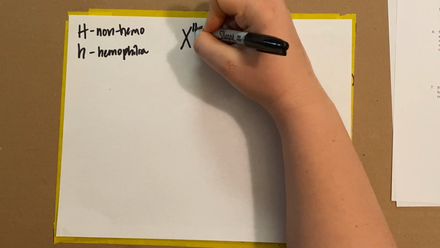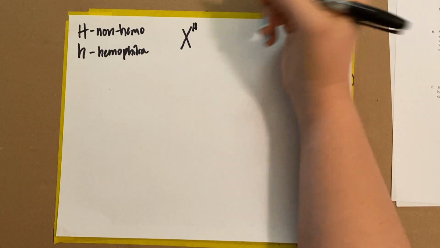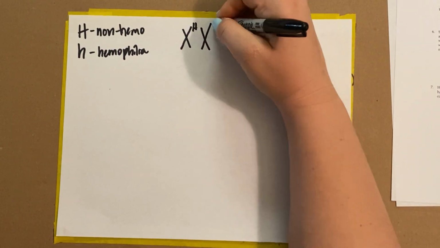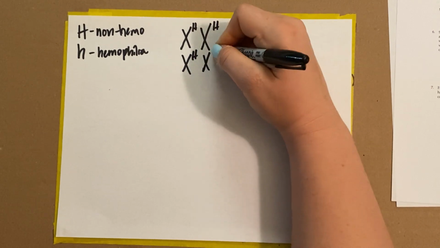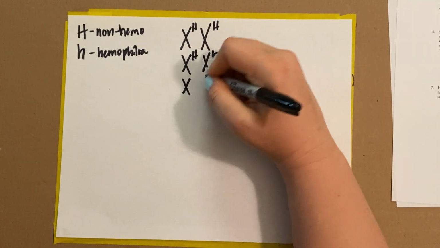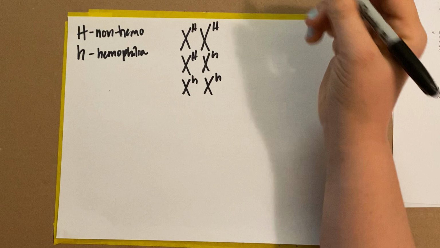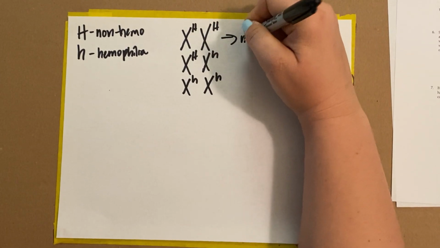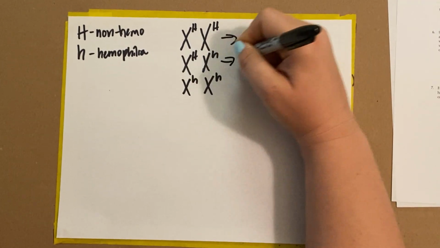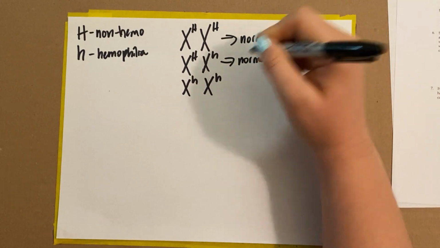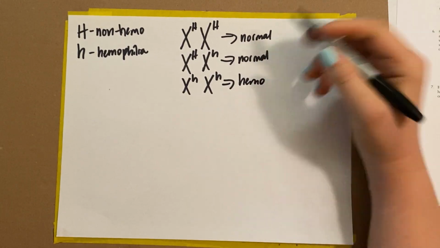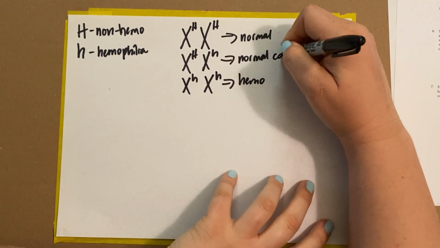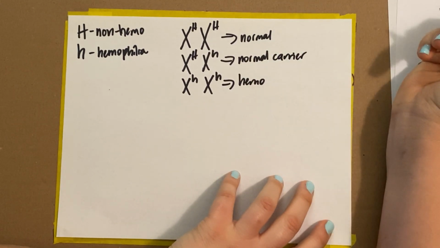So when you write things, you can write it like this. For females, you can be capital H, capital H, you can be this, or you can be this. This is going to be normal. This is going to be normal. This is going to be a hemophiliac. This person we can also call a carrier, because they carry the gene.